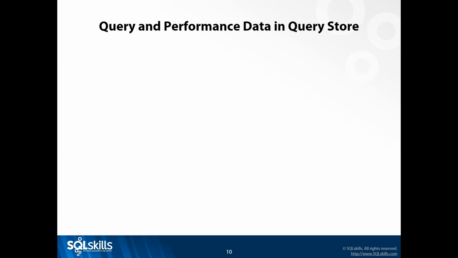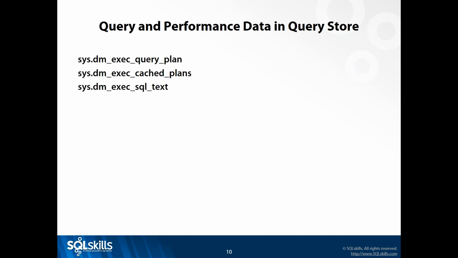But back to the data itself and what we see in Query Store. If we think about the DMVs that we use currently to capture performance metrics, we think about DMExec query plan, DMExec cached plans, and DMExec SQL text. From these 3 DMVs, we're pulling the text of the query and the plan for the query. Now, we can also get the plan in Management Studio if we capture the estimated plan or the actual plan when we run the query.